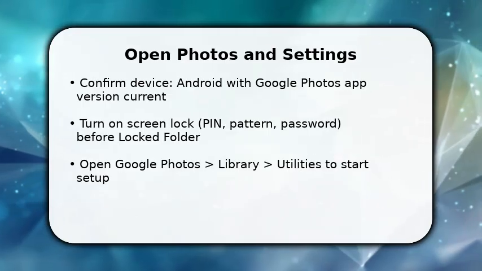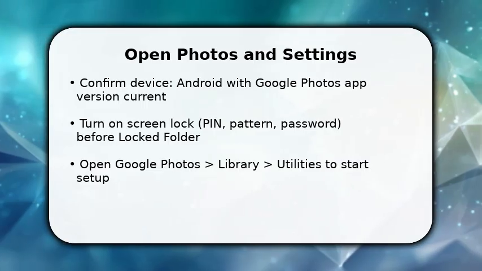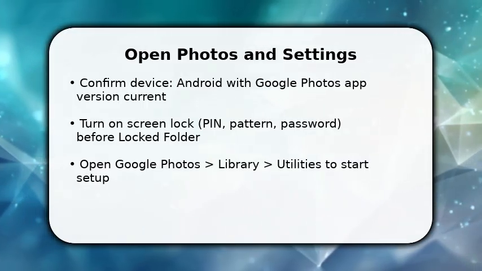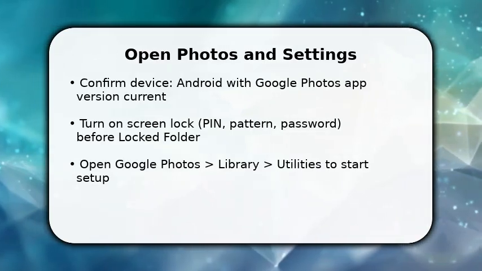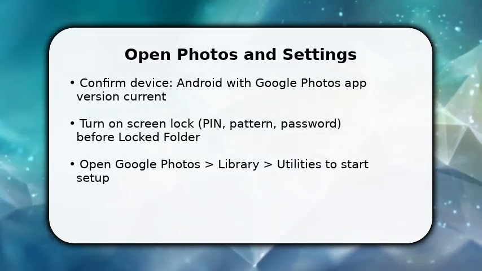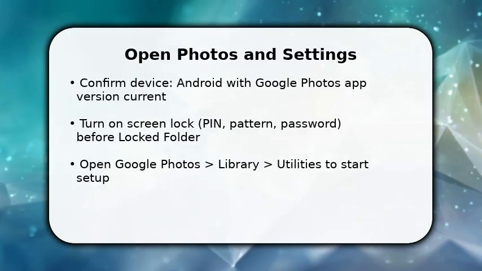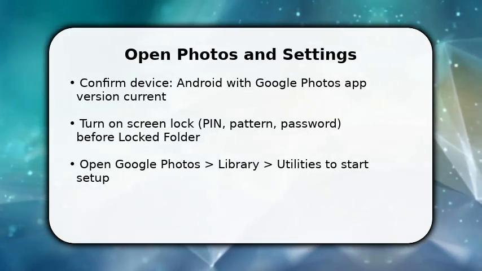You start by confirming your device meets requirements and that you have a screen lock enabled. Google Photos needs that to secure the locked folder. Next, open the Photos app, tap Library, then Utilities. Once in Utilities, locate Locked Folder and tap Setup to begin.